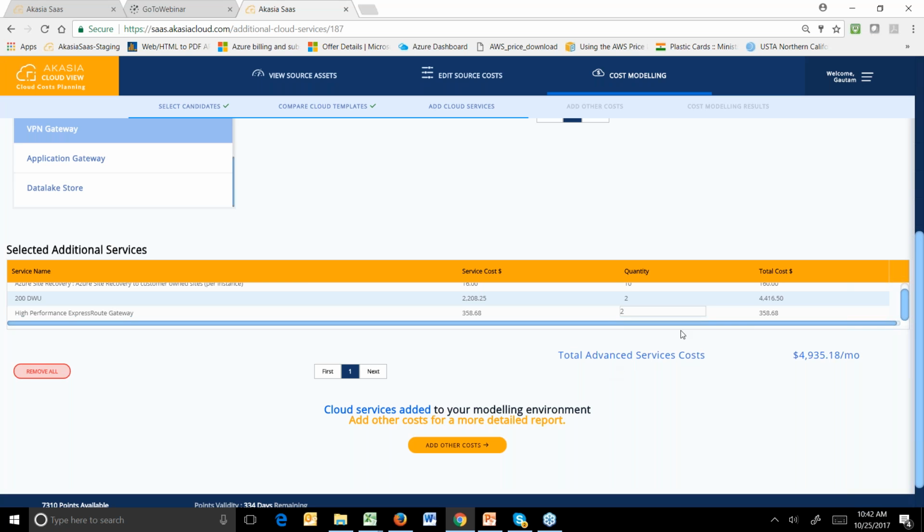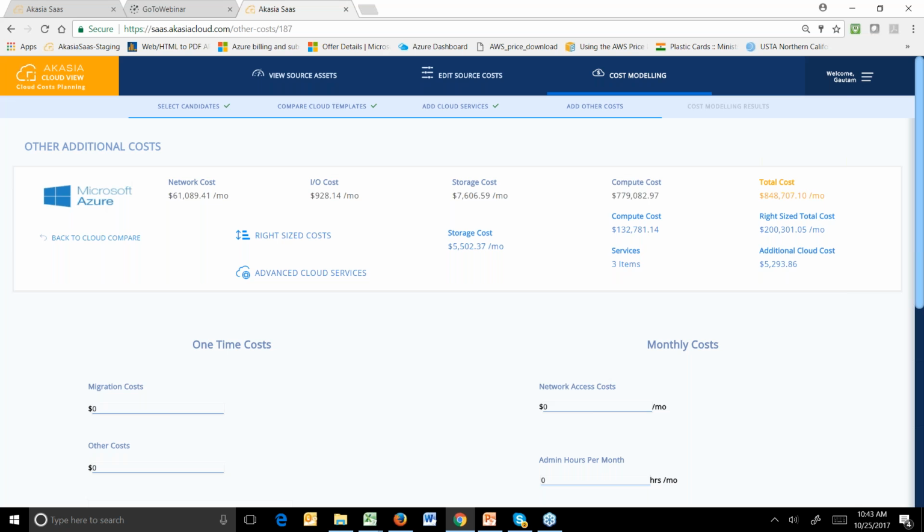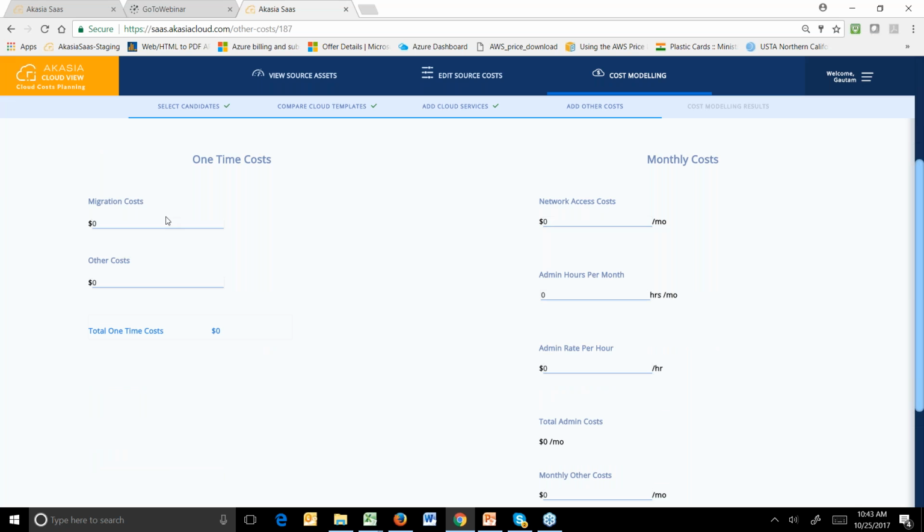Okay, so I've added these elements, and since I'm treating this as an overall project, I may want to consider adding the one-time cost of migrating. Let's say I'm going to pay somebody $30,000 to move my 1,400 servers across, and then maybe I need to buy some tools and so on, so I'm going to budget another $10,000 for that purpose.